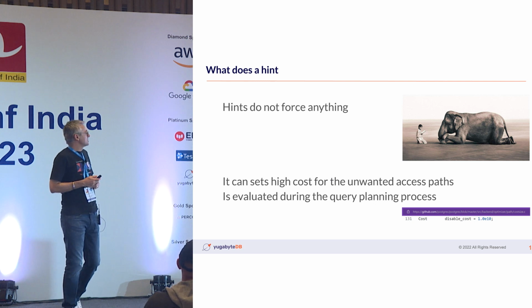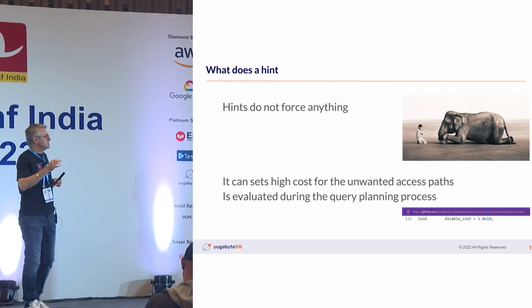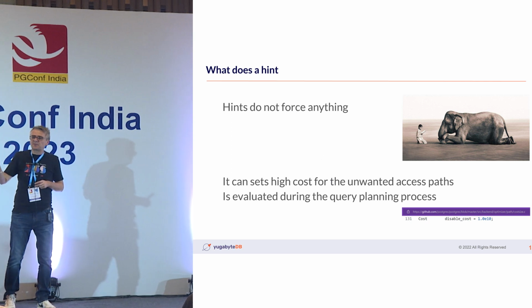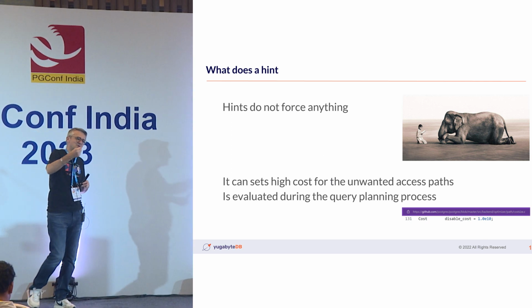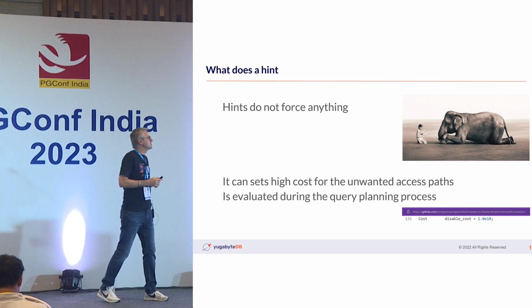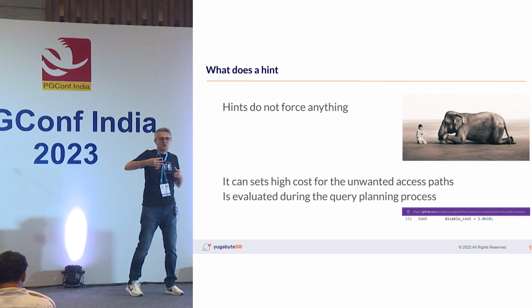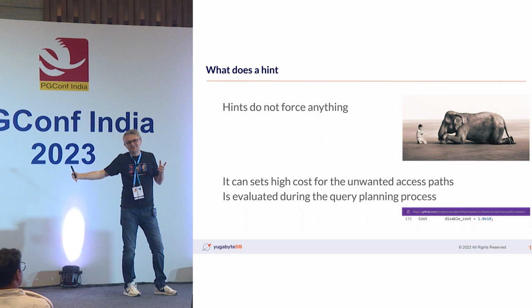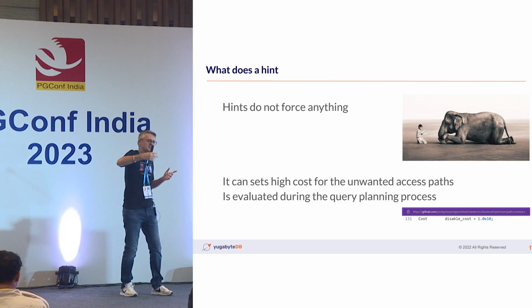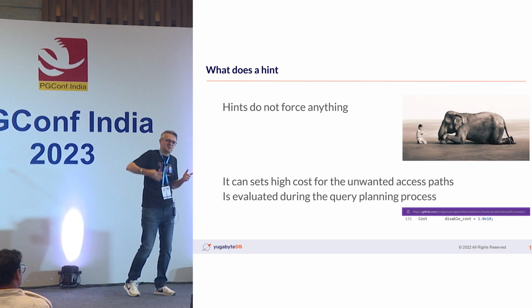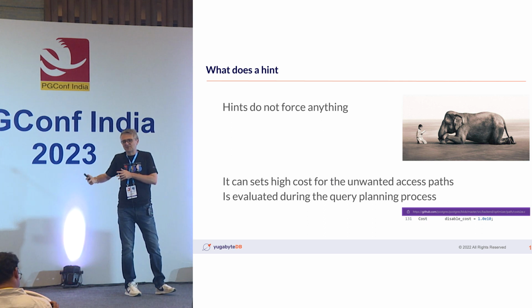And so as I mentioned, a hint doesn't force anything. People think that if you put a hint, you force the query planner. You never force the query planner. You just set a higher cost on the other path. So an index scan hint just sets a very high cost to the sequential scan.